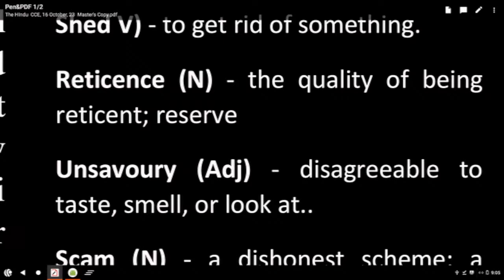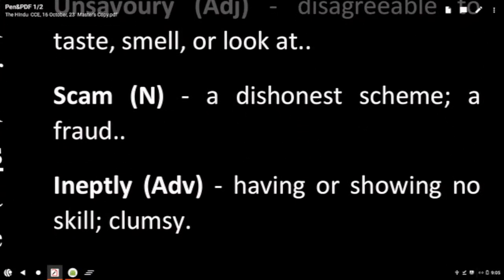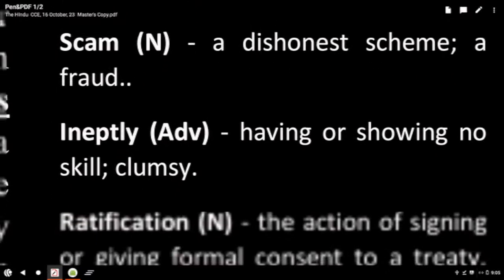Unsavory, it's a negative word, part of speech, adjective. Disagreeable to taste, smell, or look at. Something unpleasant, unsavory. Something not acceptable. Scam also we have got many a time, part of speech, noun. A dishonest scheme, a fraud. Underline the word honest, only honest. Why is it important? It takes a or an, and that you have to recollect.